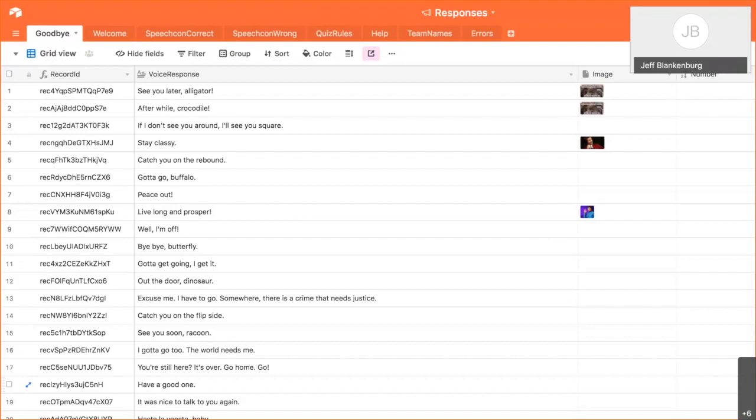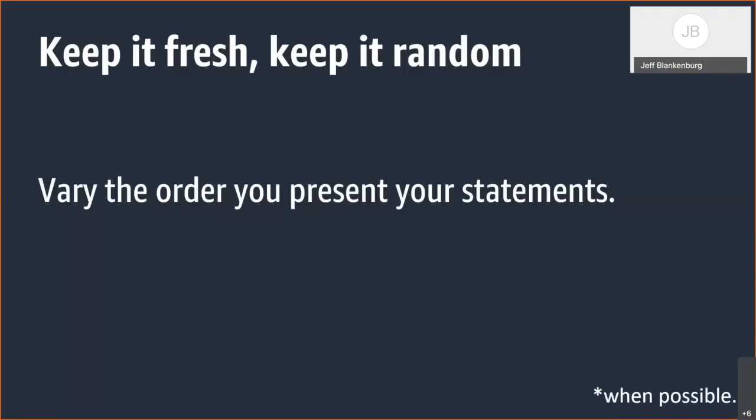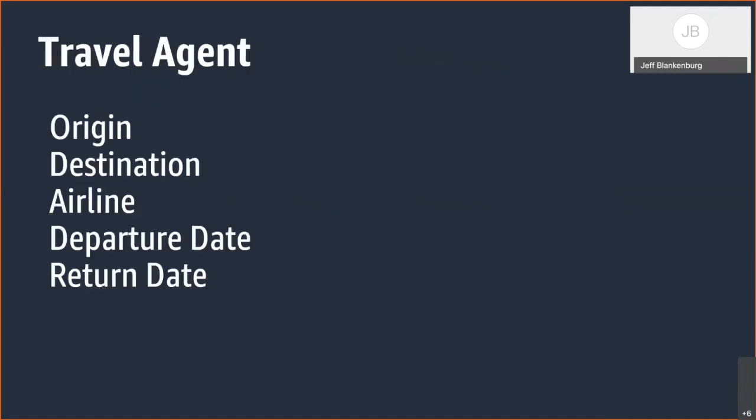So the other thing, in addition to having a variety of responses, is also to vary the order in which you present your statements. Let's think for a moment about building an application that is a travel agent. The user wants to be able to talk and interact with a travel agent in a voice application. In order for us to book any kind of travel for you, there are a few things that we need to know, right? We need where you're flying from, where you're flying to, if you have a preferred airline, what day you want to leave and what day you want to return.